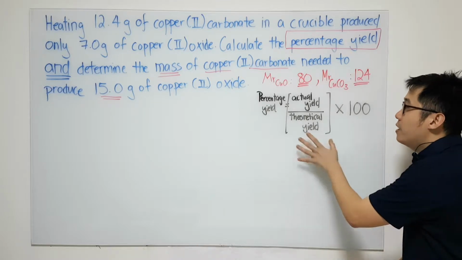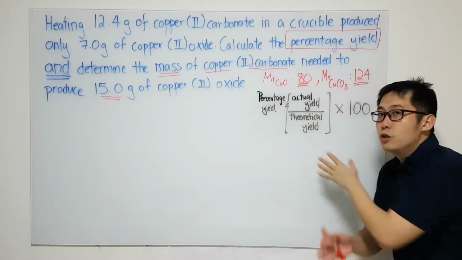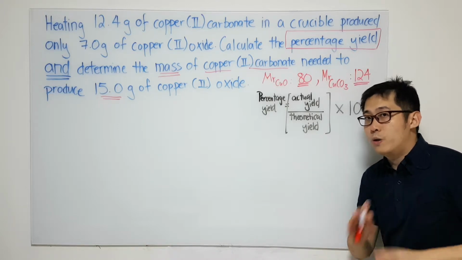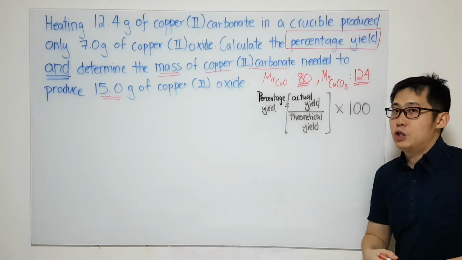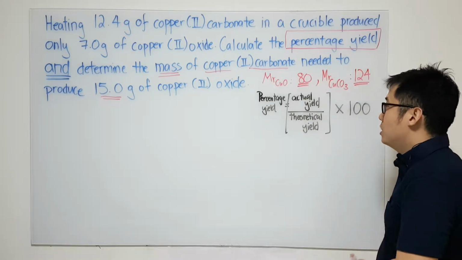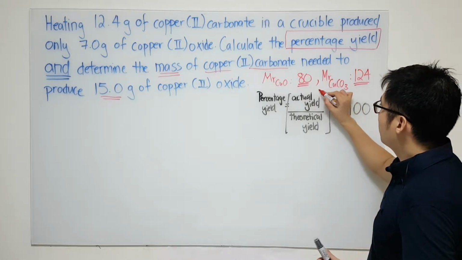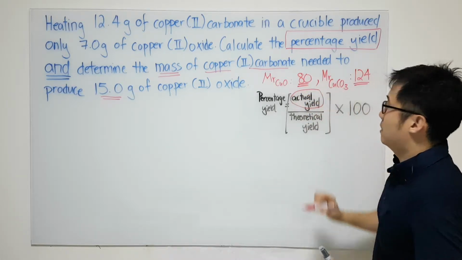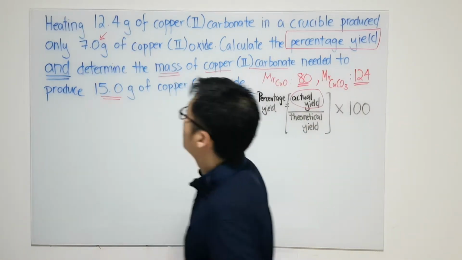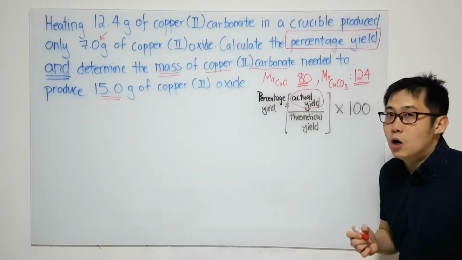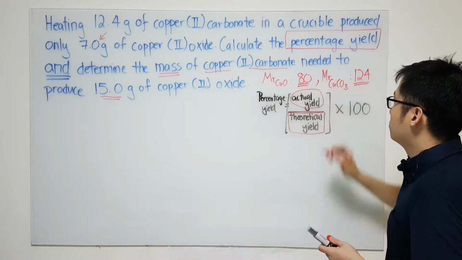Now, let's recall, the formula of percentage yield is actual yield, which is the actual amount obtained from a reaction, divided by the theoretical yield, which is what the reaction should give you if everything goes well. And take this value times 100 to give you the percentage yield. Now, the question has already given us the actual yield. It is none other than your 7.0 gram. So all that is left for us is to calculate the theoretical yield.